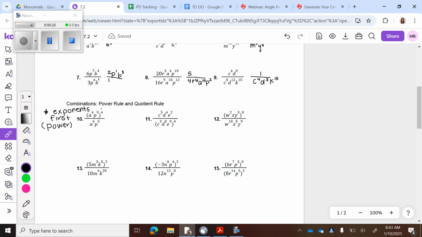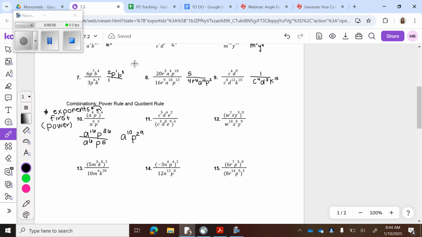All right, so I'm going to distribute this 4, and my numerator is going to become a to the 16th, p to the 36th, all over a to the 6th, p to the 5th. Now that we've simplified this, we're going to use the quotient rule, and we're going to start subtracting. So we're going to do 16 minus 6, which is 10. It's always going to go where the bigger one was, so it's going to go to the top, so a to the 10th at the top. And then 36 minus 5, which is 29, so p to the 29th at the top.